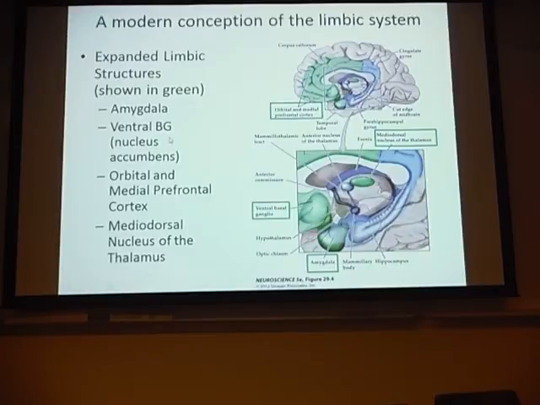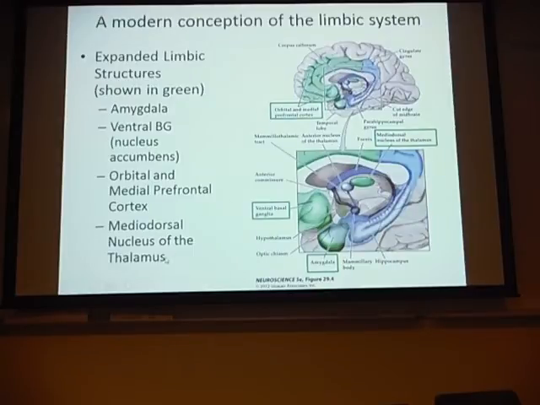The nucleus accumbens, which is part of the basal ganglia, because it's not associated really with motor functioning, we didn't talk about it when we did our big basal ganglia lecture. We will talk about it more today. The orbital and medial prefrontal cortices, which we talked about orbital frontal cortex, but not so much the medial prefrontal cortex, but it's this area really of the frontal lobe.